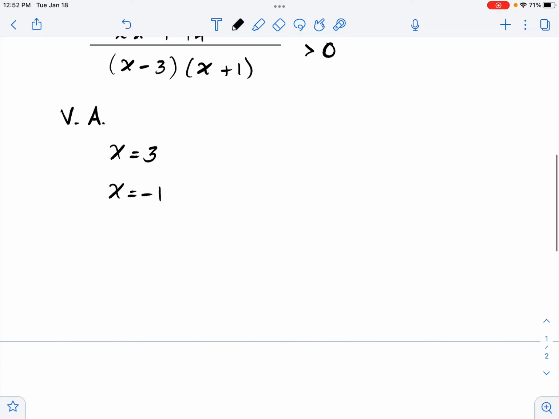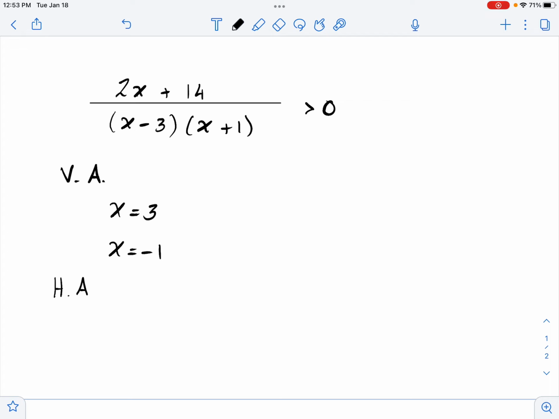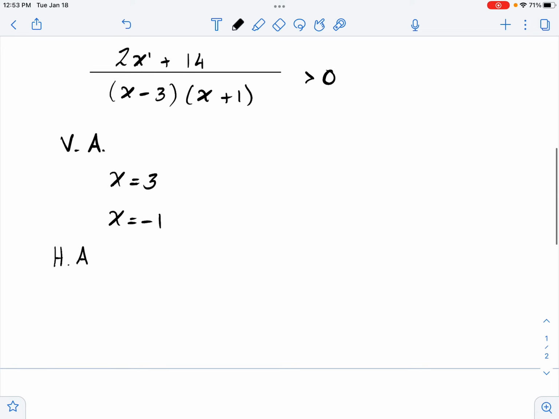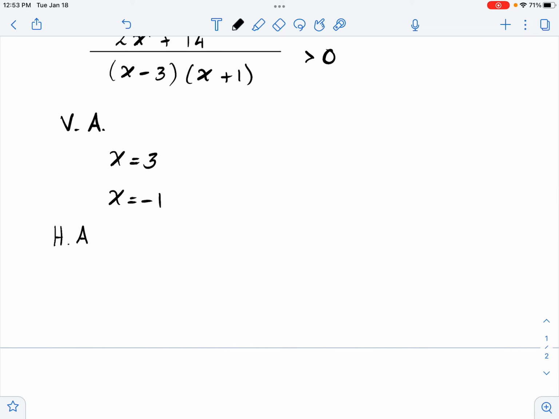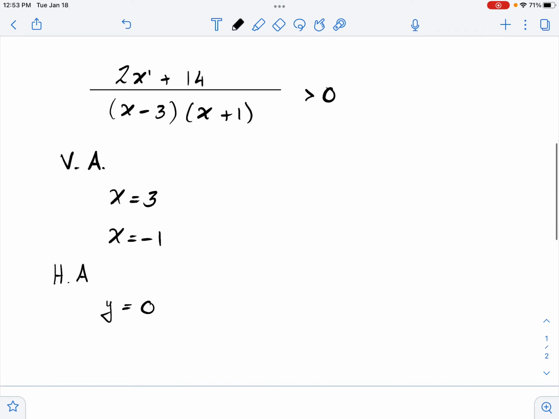My horizontal asymptote, I look at the degree of the numerator and the denominator. I see that the degree of my numerator is 1, 2x to the 1, and the degree of my denominator is 2. I have an x times an x, that's going to give me an x squared. So the degree of the denominator is larger, which means that my horizontal asymptote will be simply the x-axis, or y equals 0. That is to say, when x gets large in the positive and negative direction, the function will go to 0.